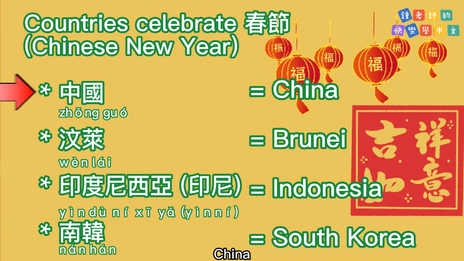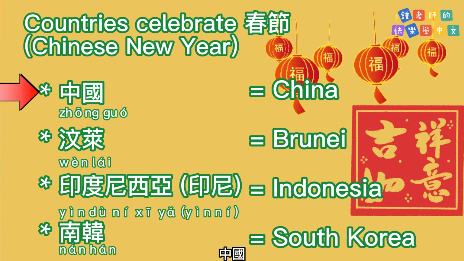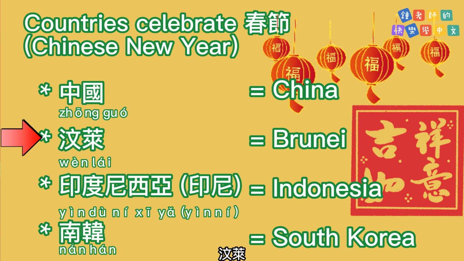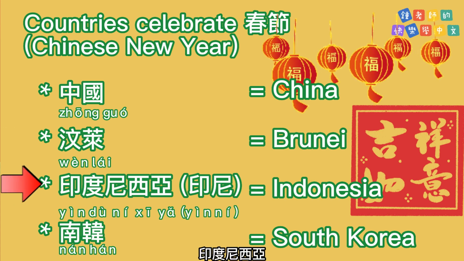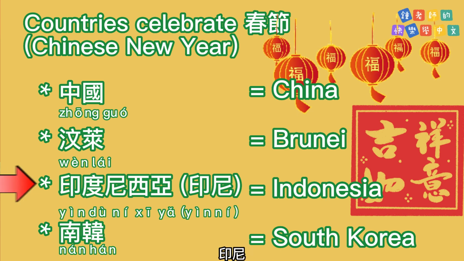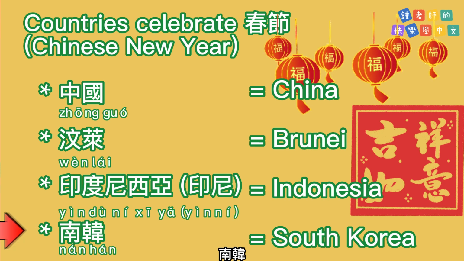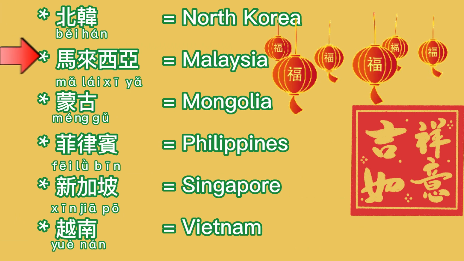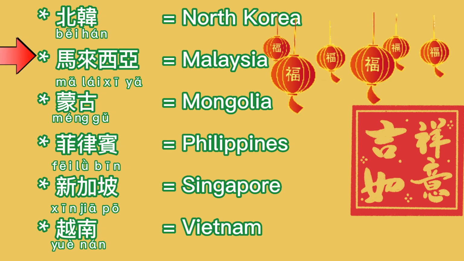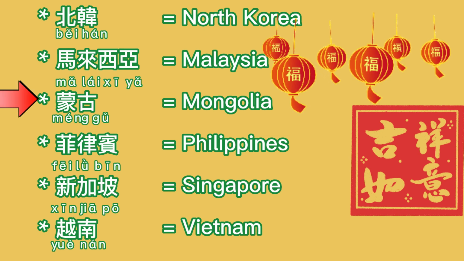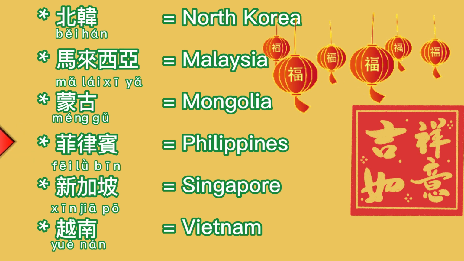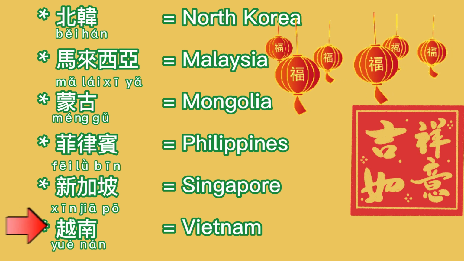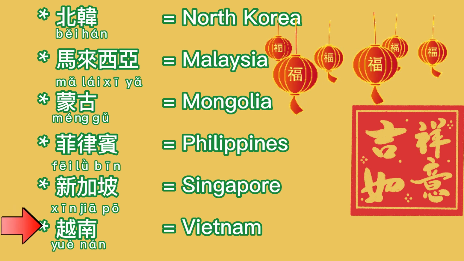Other than Taiwan, where else will celebrate 春节? China? That's right. China, we say 中国. Anywhere else? Brunei? Cool. Brunei, 汶来. Indonesia, 印度尼西亚. In short, we can say 印尼. South Korea, 南韩. North Korea, 北韩. Malaysia, 马来西亚. Mongolia, 蒙古. Philippines, 菲律宾. Singapore, 新加坡. Vietnam, 越南. Nice!